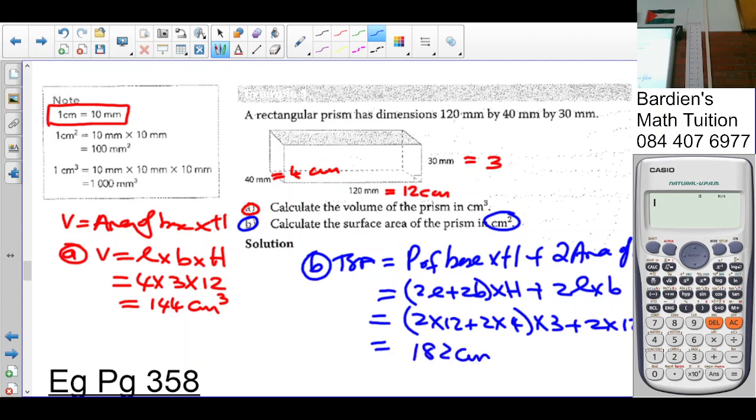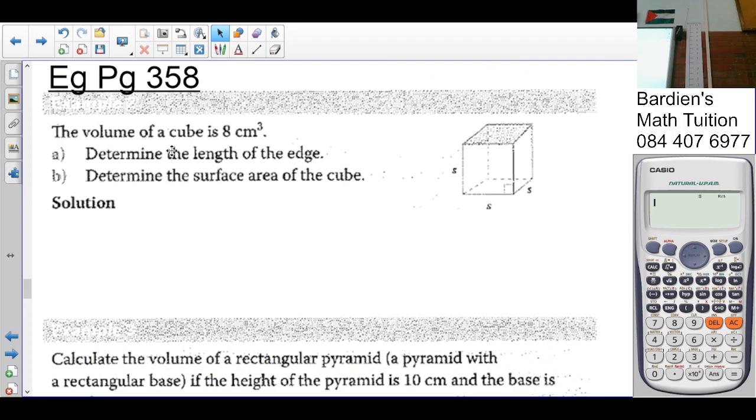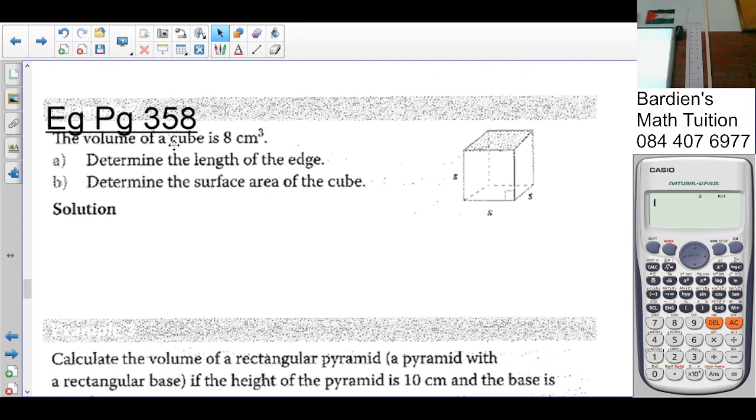That gives me a measurement of 192 centimeters squared. Since your total surface area is 2-dimensional, that's why centimeters squared. And since your volume is 3-dimensional, that is the reason why it's centimeters cubed. This is now the second example on page 358.